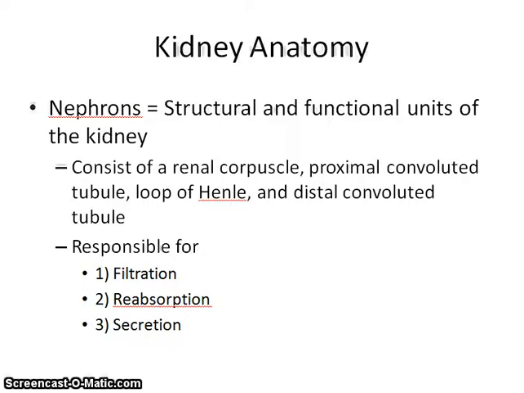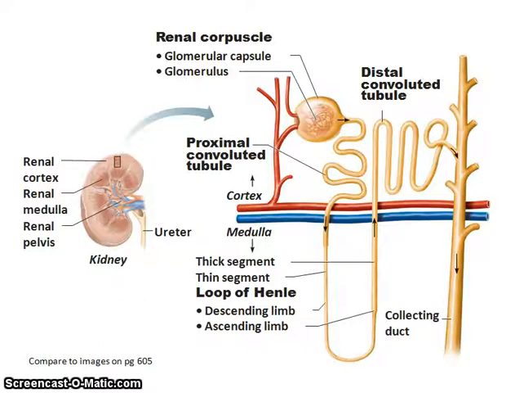All right, if there's any slide that's important for this chapter, it's this one and the next one. The nephron is so important to the kidneys. The nephron is the structural and functional unit of the kidney. Gotta know that. It consists of different parts, and we'll walk through these in the next slide. And it's also responsible for doing three things: filtration, reabsorption, and secretion. Let's look at the next slide to talk about these things.